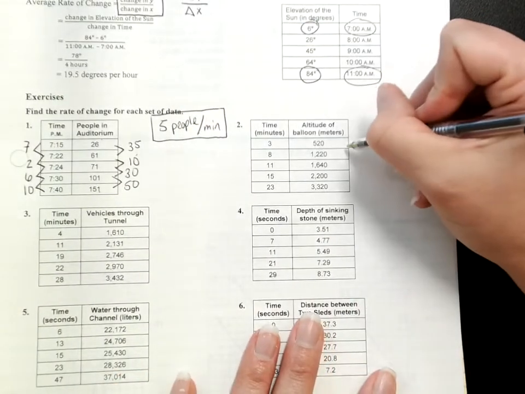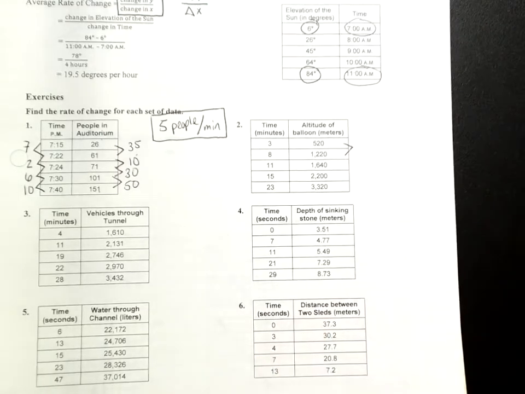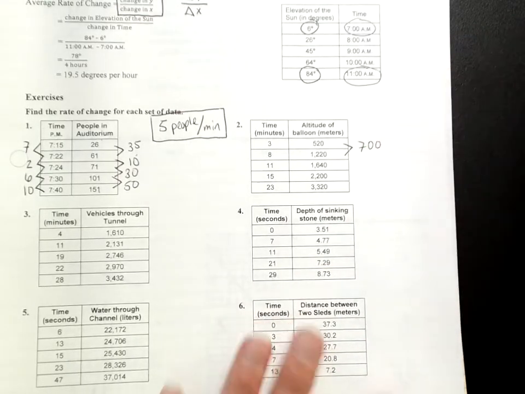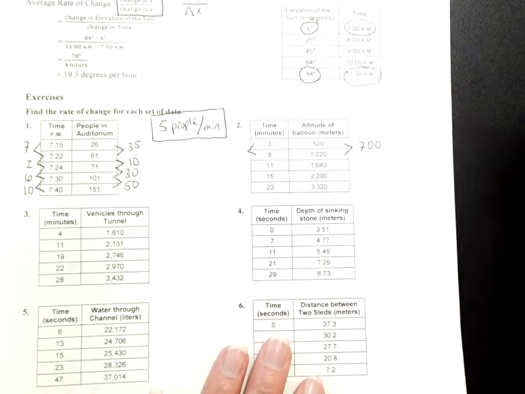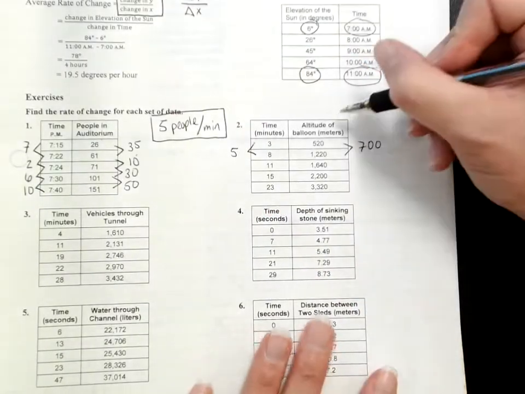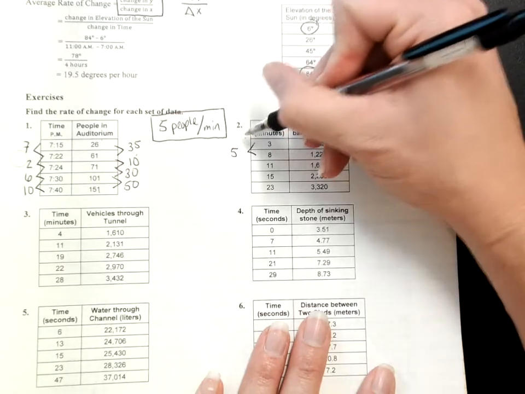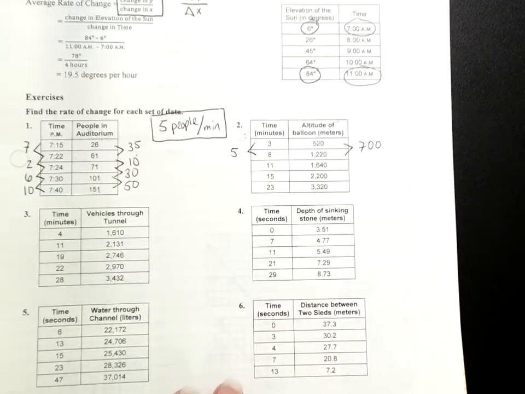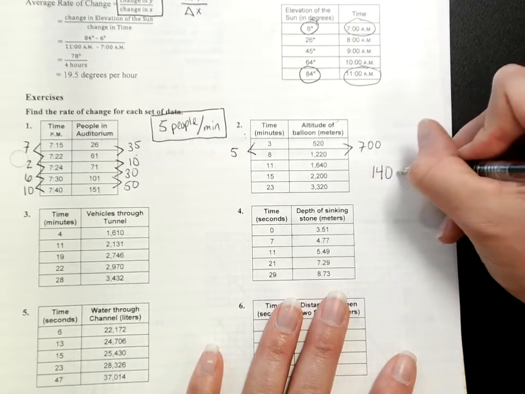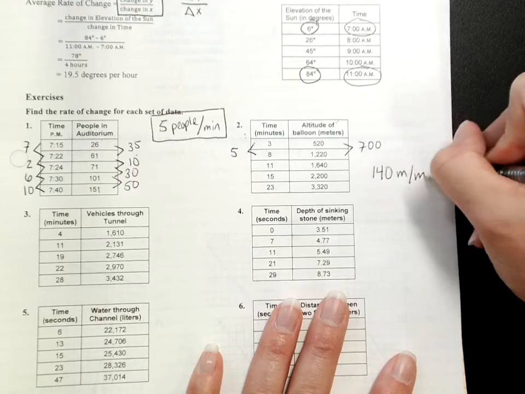Looking at this one, I'm just going to do this first one. So the change between 1,220 and 520 is 700 meters. The change between 3 minutes and 8 minutes is 5 minutes. So again, change in y over change in x. 700 divided by 5 is going to be 140. Again, meters per minute.